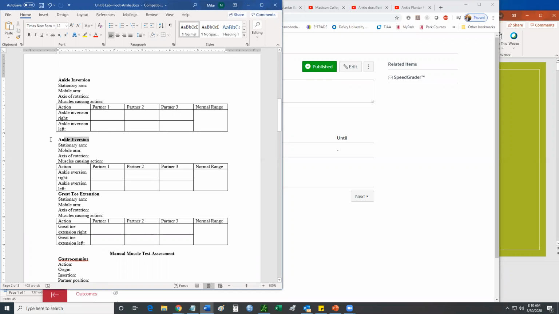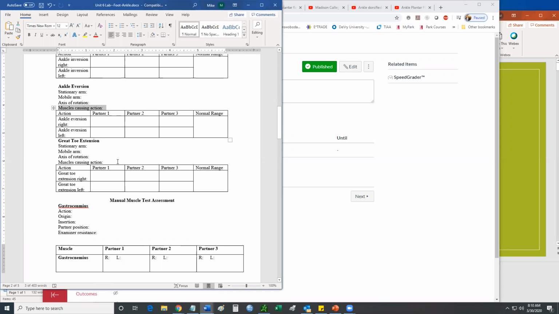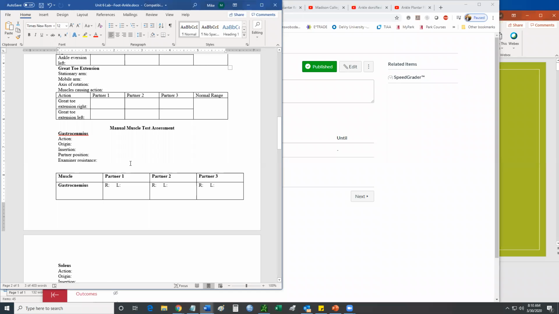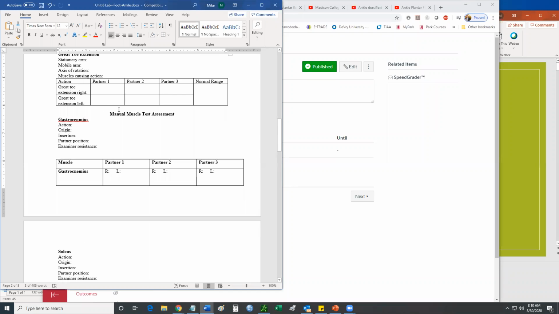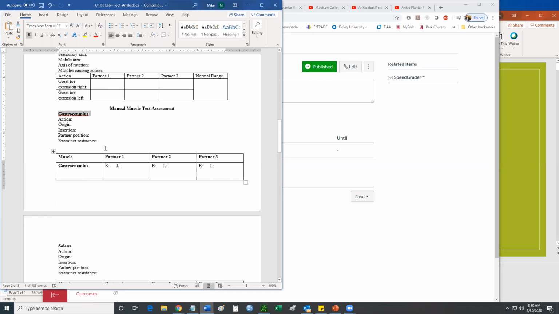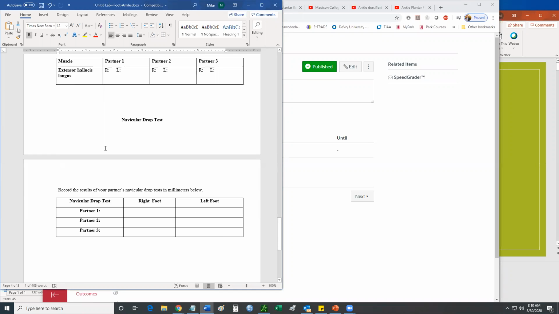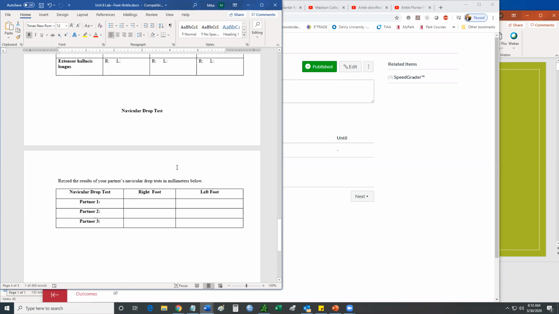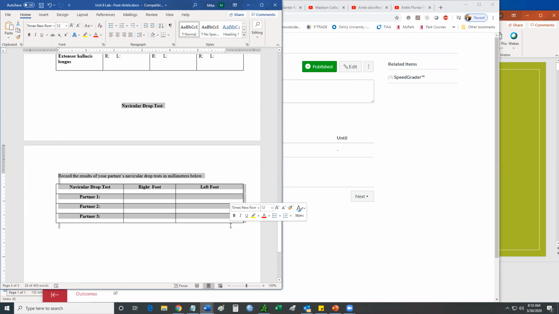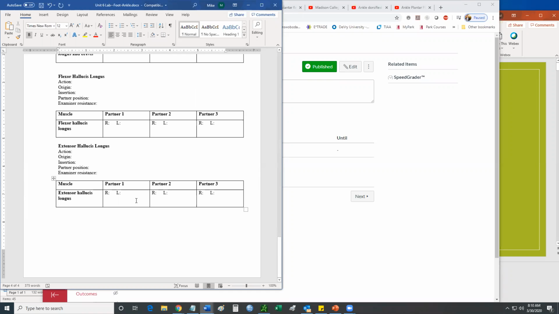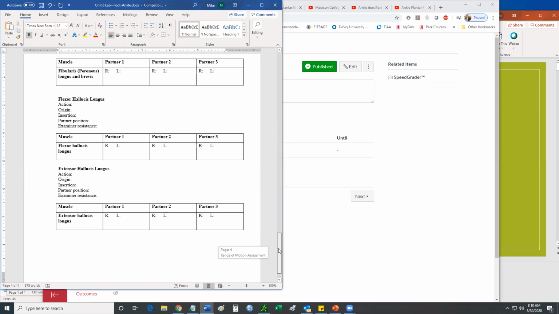But you don't have to have that. What I want you to have is, for every movement that you have, at least fill out the muscles that cause that movement. And then in terms of the manual muscle tests, all I want you to tell me is how to do them. So that's what you'll need to do. And then you won't have to do the navicular drop test for this, but that is something we'll be talking about on your actual assignment here.